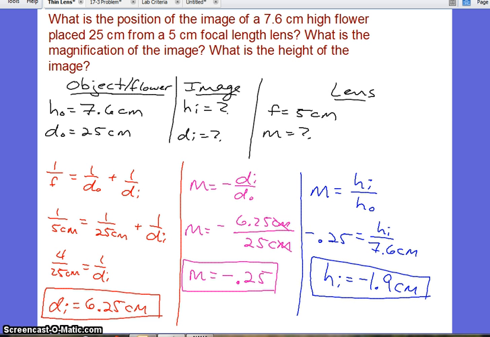So again, it's a good thing to do the ray tracing method, to go through that process, just to see if your answers make sense. If you get something completely different, you know that there was a mistake made somewhere. But we have our thin lens equation, and then our two equations for magnification. Just make sure that you're consistent with your units.